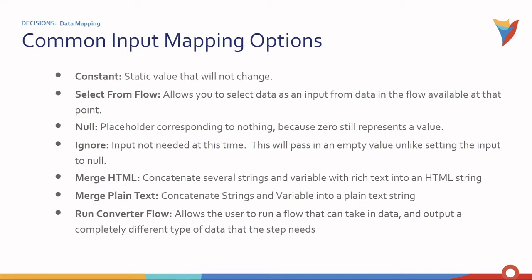And then finally, run converter flow allows the user to run a flow that can take in data and output a completely different type of data that the step needs. So let's say you have a date that is in the string format, but you wanted to convert it to a date or a date time. Then you can choose to convert that string into a date or a date time format.